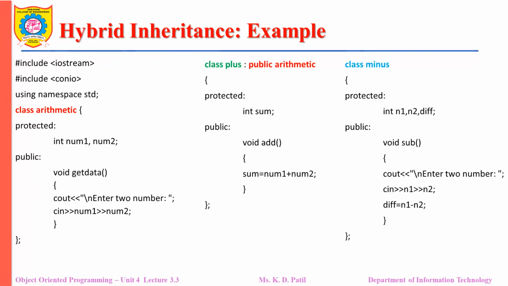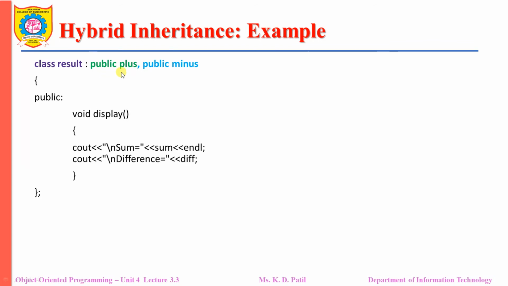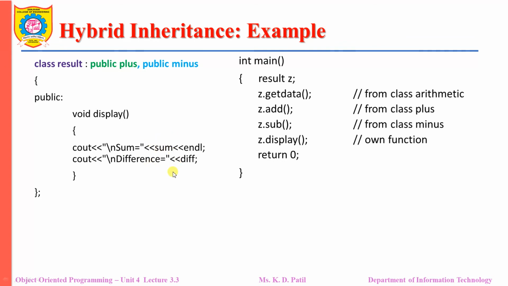Okay, and here I have class minus. Now class result is inheriting class plus as well as class minus, and hence it is referred to as multiple inheritance. Now what is that result class going to do? That result class is simply displaying the result, that is the sum and difference of the two numbers, num1 and num2. Now let us see how the main function has been implemented.